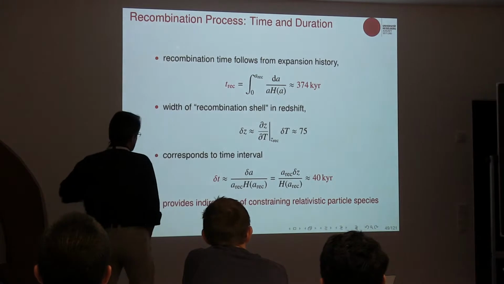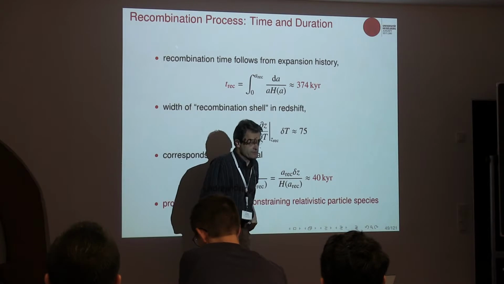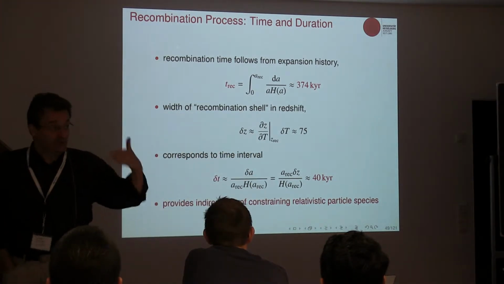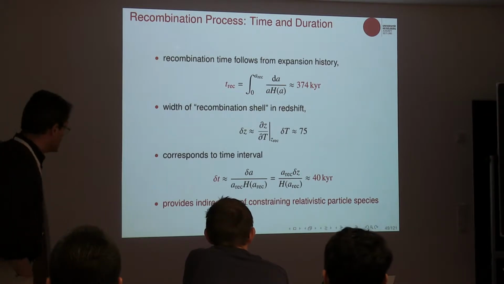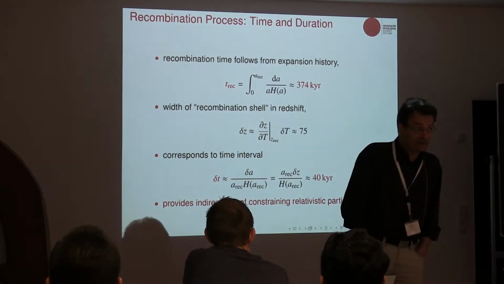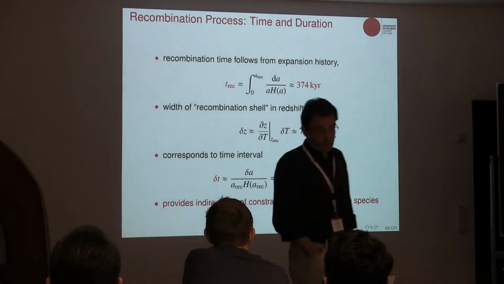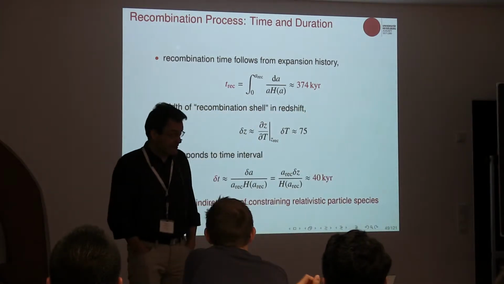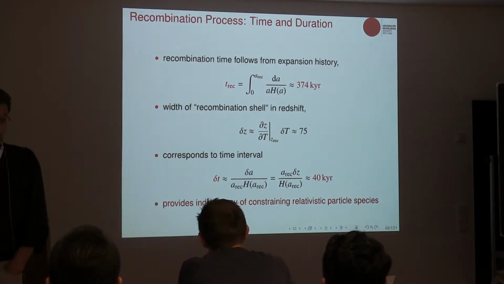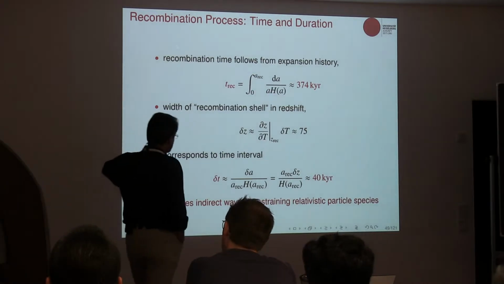So first of all, from the fact that the temperature has to drop to about 3,000 kelvins before recombination sets in, we know when, so at what redshift this happens. How do we know that? We can measure the temperature of the cosmic microwave background today. It's 2.726 kelvins. And we know that the temperature evolves like 1 over the scale factor. So we know that the scale factor when the recombination set in had to be approximately 10 to the minus 3. We can read this off the temperature.